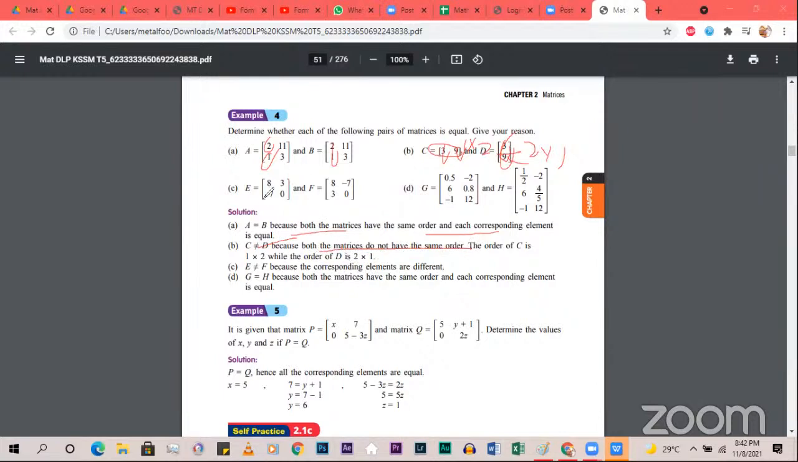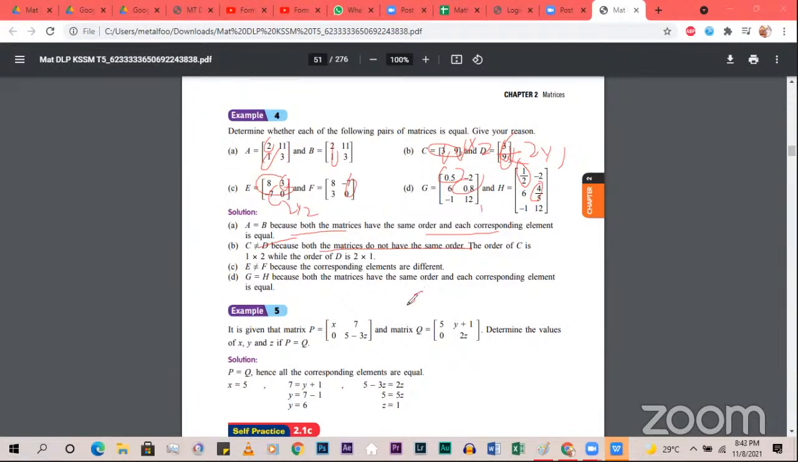For C, yeah, it's 2 times 2, but you see the corresponding elements are different. This one is 3, 2, and -7, so it's not equal. For D, yeah, it's the same. 0.5 is 0.5, half, right? And 0.8 is 0.8. So it's the same.